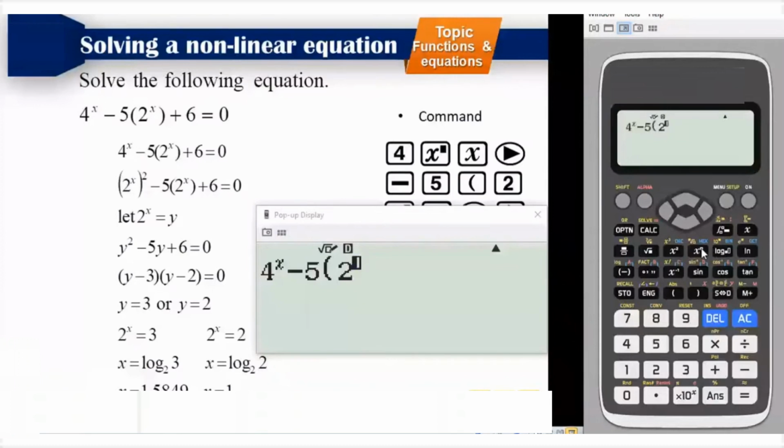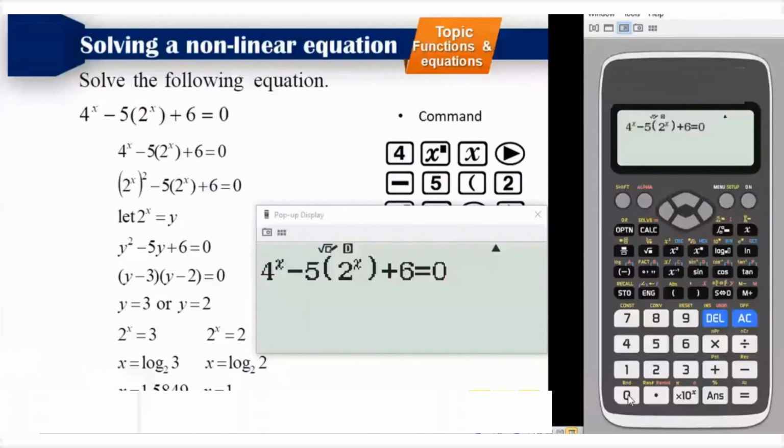I will come out of this power by pressing the right button. I will close the bracket, plus 6. I will press alpha and calculate to write equals to and 0. So 4 power x minus 5 power 2x plus 6 is equals to 0.